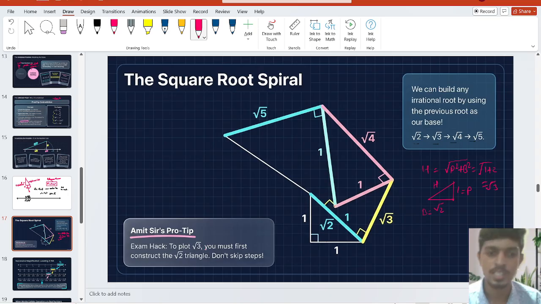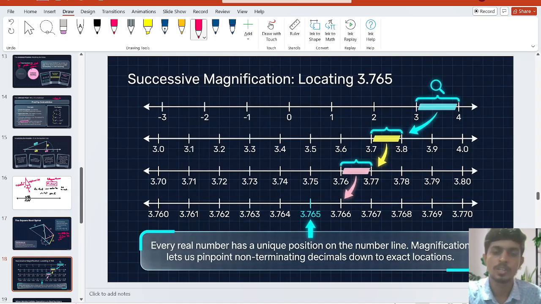I hope it is clear to you. In order to find under root 5, you go through root 2 and root 3, then root 5. I hope it is clear to you.